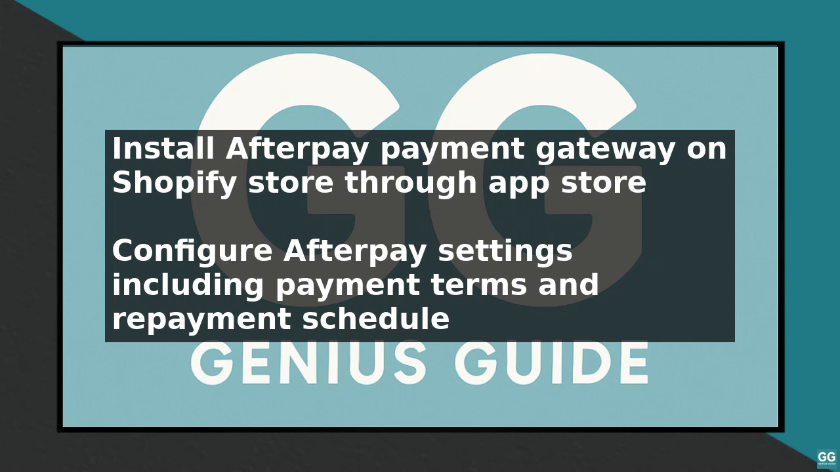First, you need to install the Afterpay payment gateway on your Shopify store. This can be done by going to the Shopify App Store, searching for Afterpay, and clicking the Install button. Once installed, you will be redirected to the Afterpay website to complete the setup process.